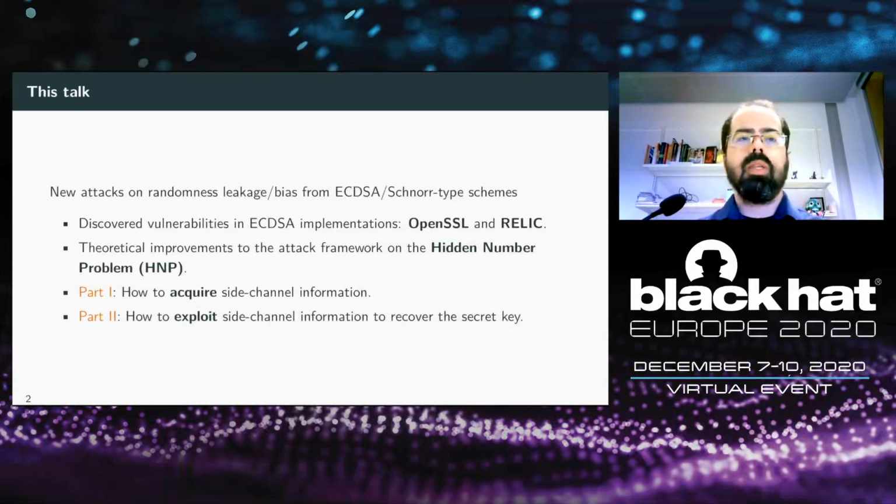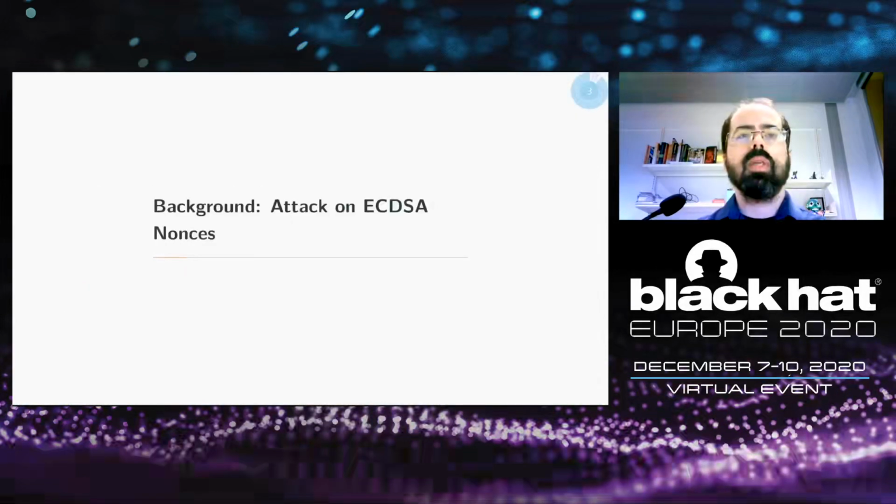In the first part of the talk, I will explain how to acquire sidechannel information. In the second part of the talk, Akira will explain how to exploit sidechannel information to recover the secret key. But let's first start with some background on attacking ECDSA nonces.